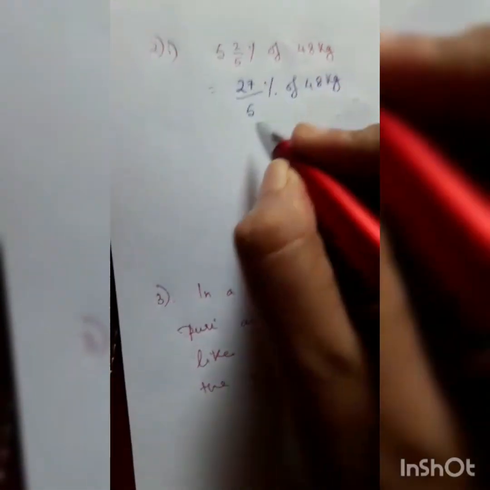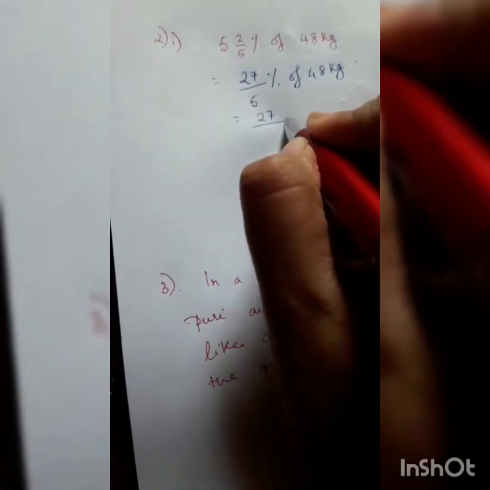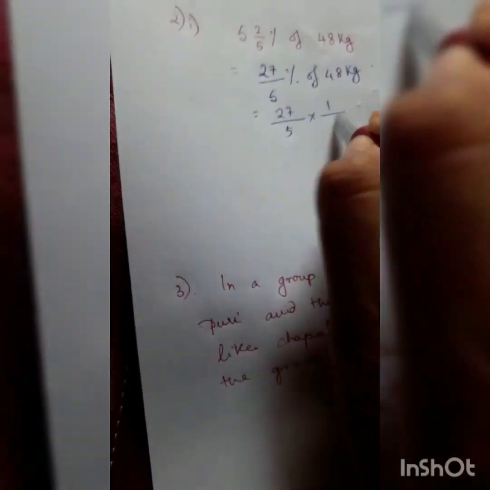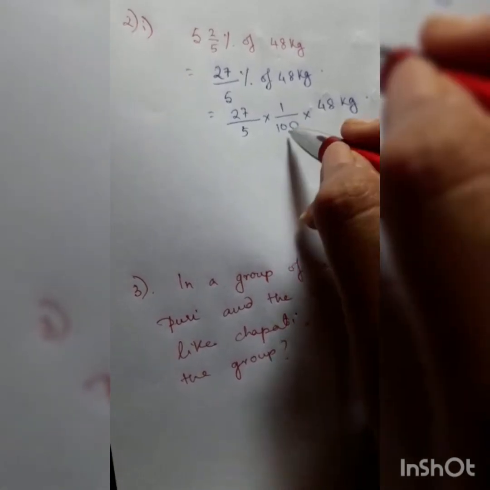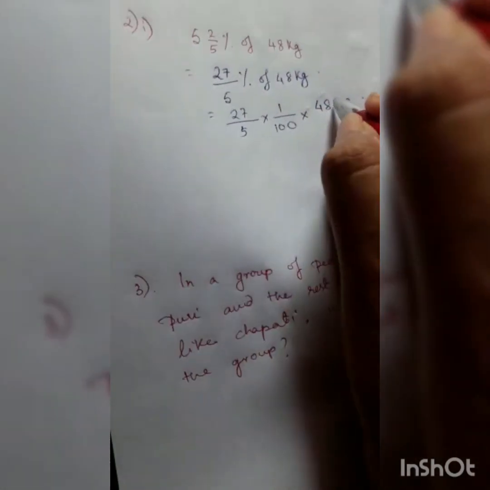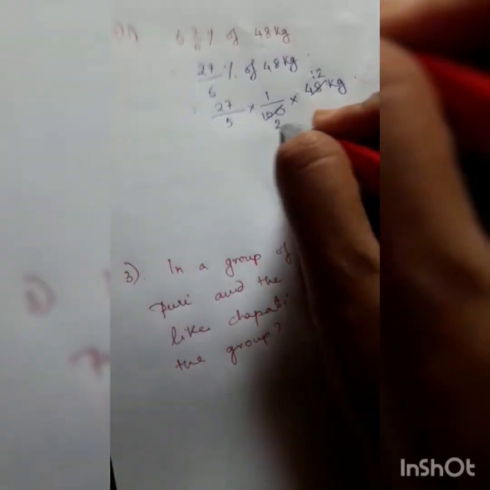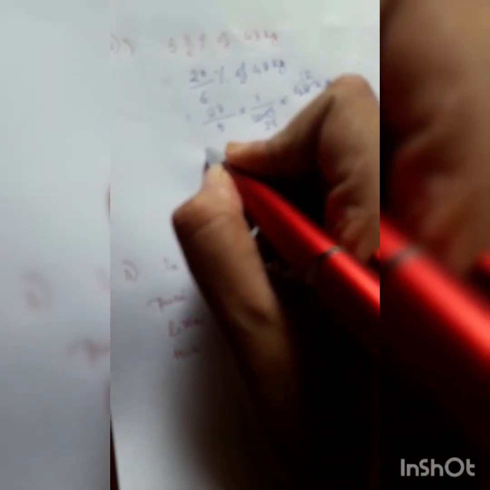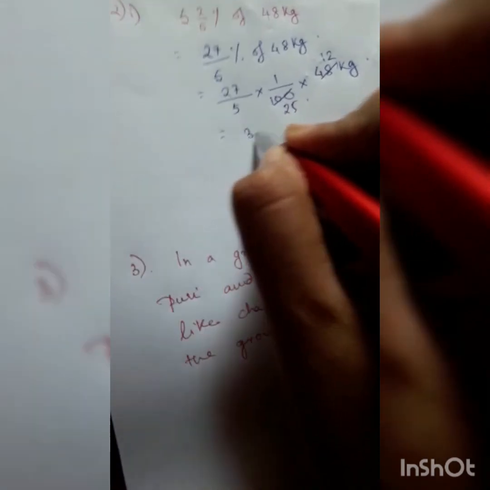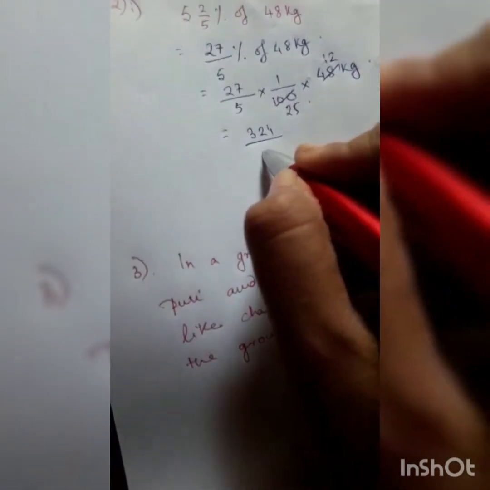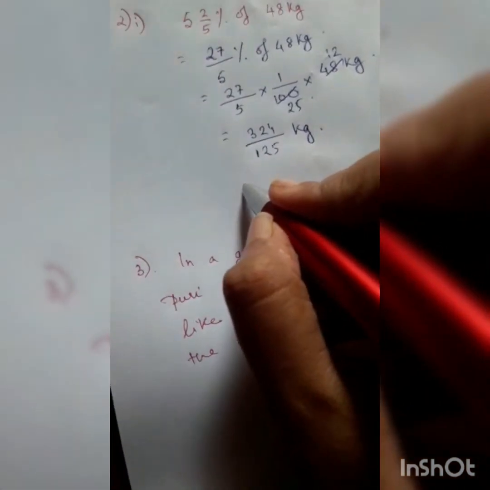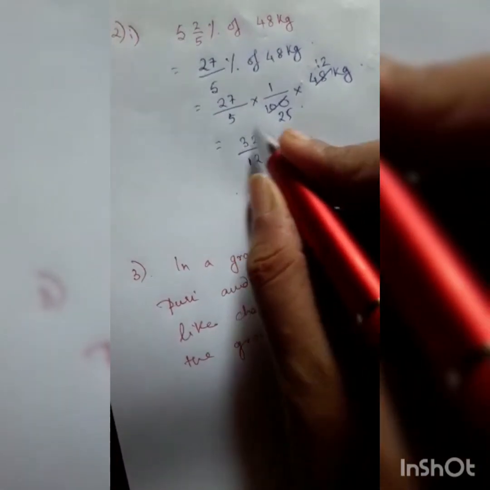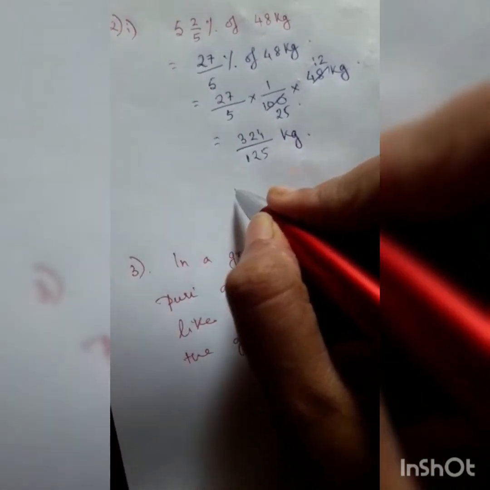Now to remove the percentage sign, I will have to multiply by 1 by 100. And "of" will change into multiply. So if I reduce this, then I am going to get 27 into 12, which will give me 324, and 5 into 25 is going to give me 125 kg. So if I reduce this to lowest terms, I am going to get 324 by 125 kg.